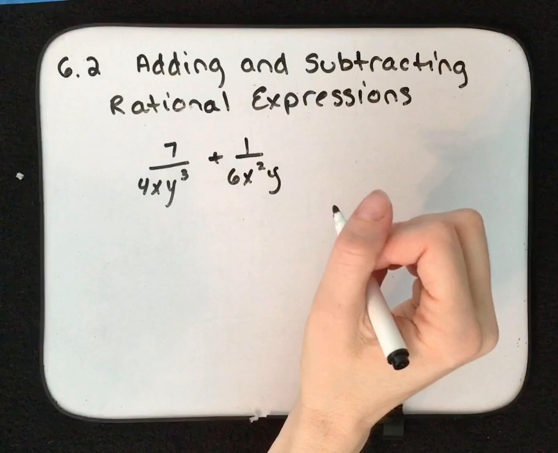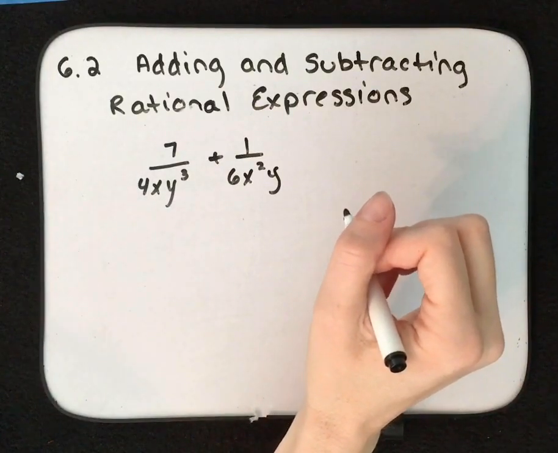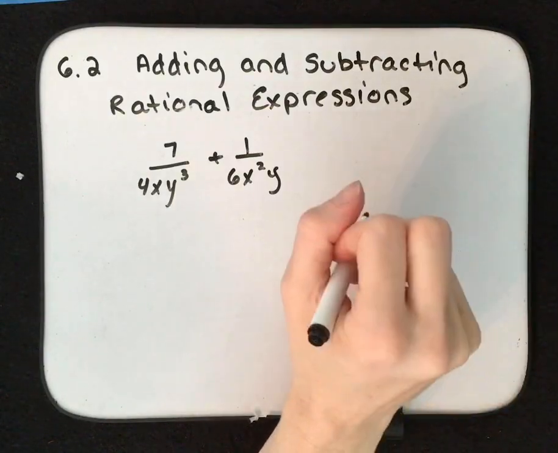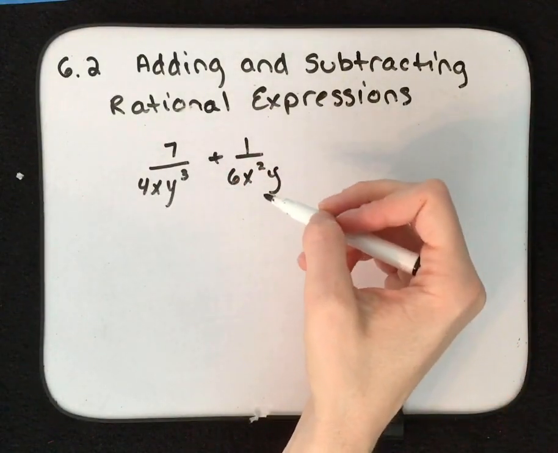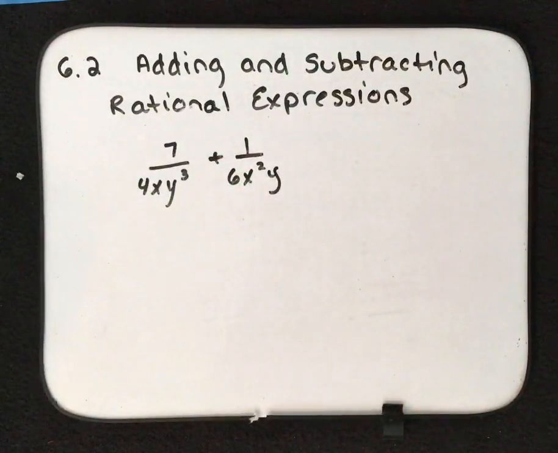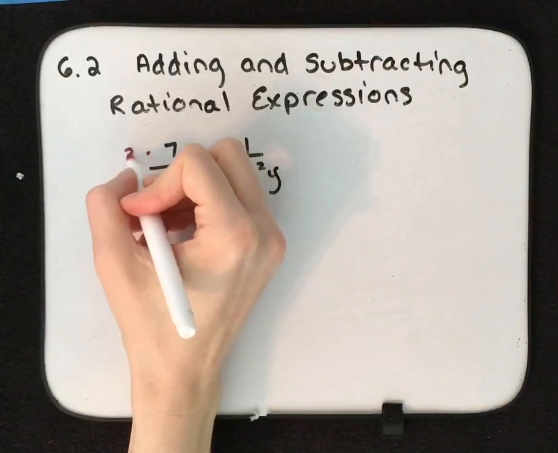Well, I have a 4 and I have a 6. So the best number for 4 and 6, we could use 12. You could also use 24. You could use a lot of different things as long as it is a multiple of 6 and a multiple of 4. But 12 will work, so why don't we use 12? In order to make 4 into 12, I need to multiply by 3. So I'll do that top and bottom.